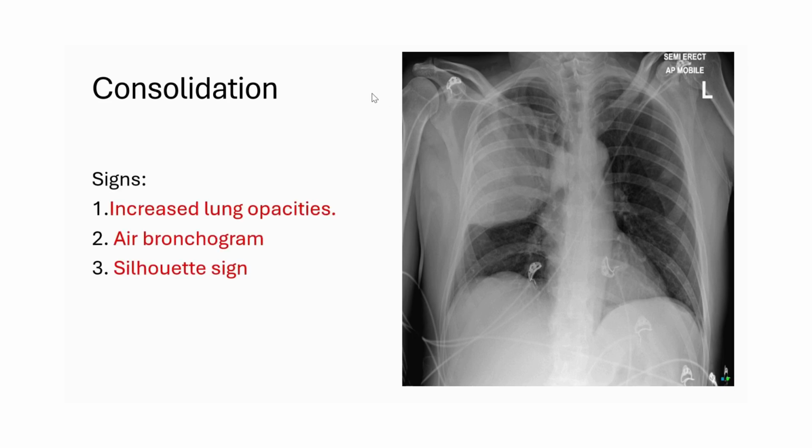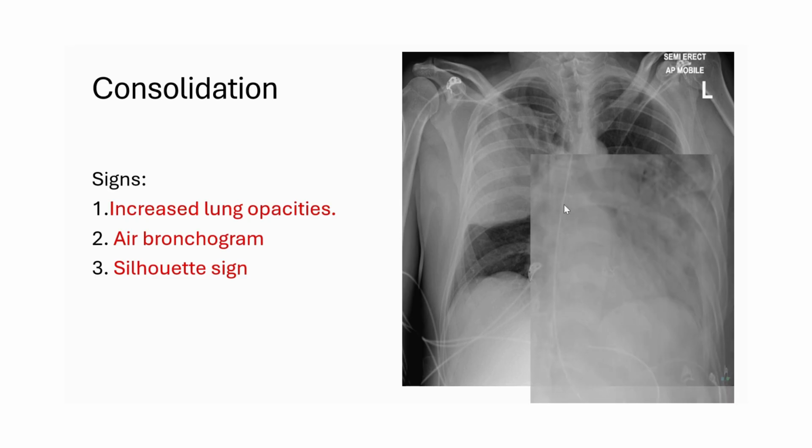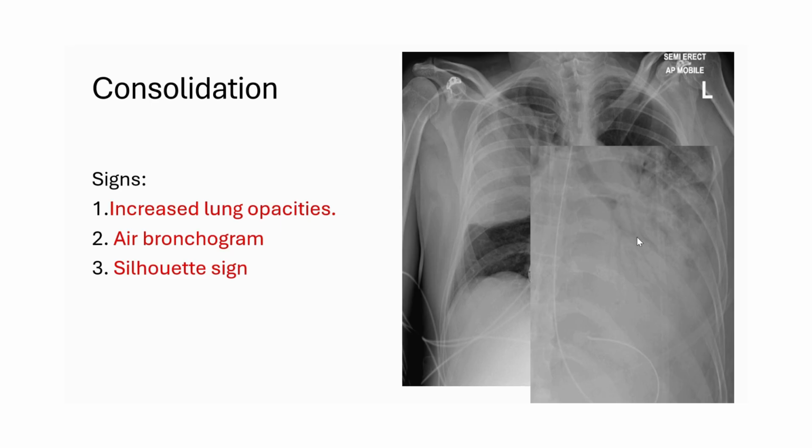So what are the signs of consolidation? The first sign is increased lung attenuation or opacity, as described in this image. Then air bronchogram. What is air bronchogram? Air bronchogram is the linear lucencies within this opacified zone. This is the endoluminal air within the terminal bronchioles. So this is the air bronchogram.